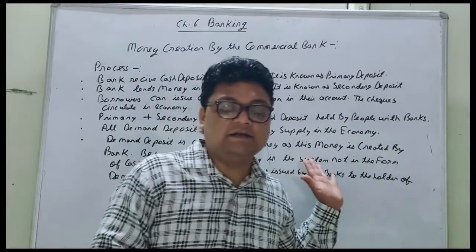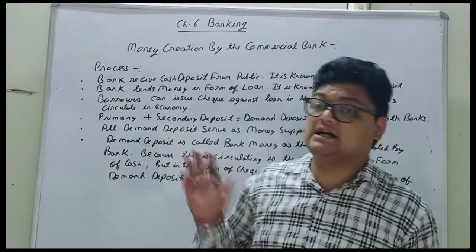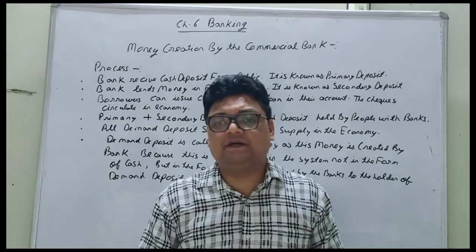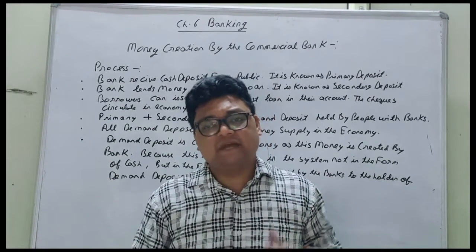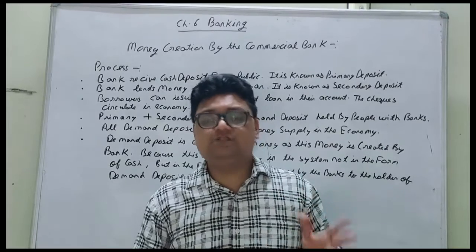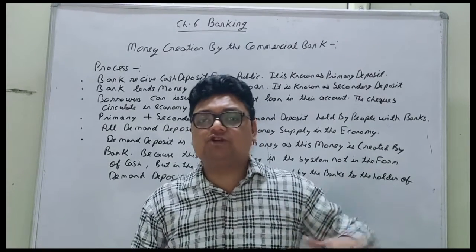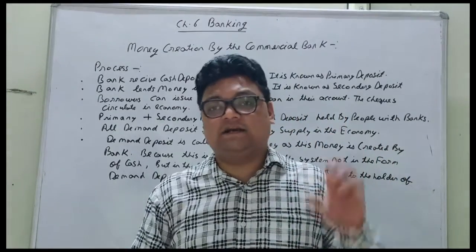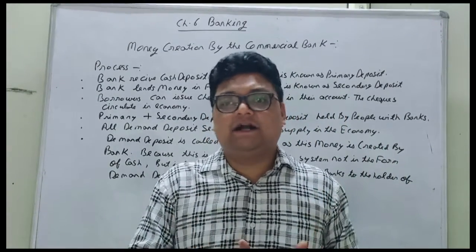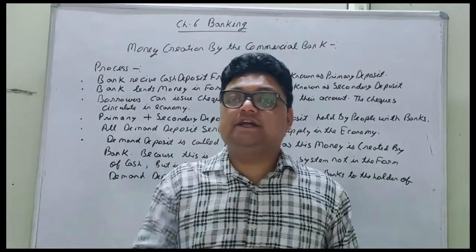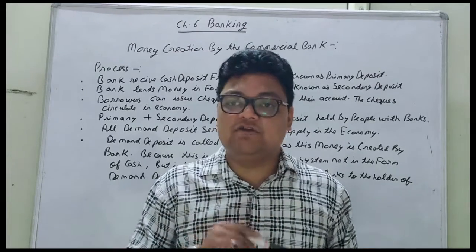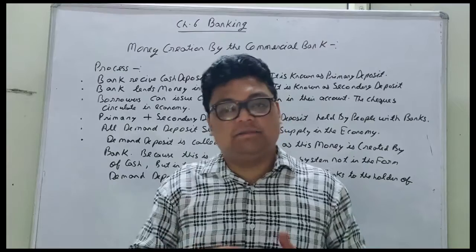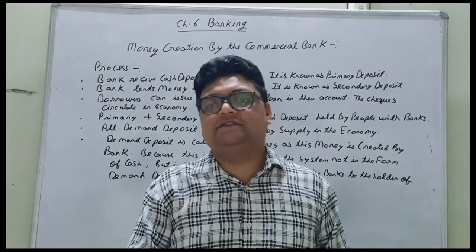So here is the criteria for creating money by the commercial bank. The two main conditions for the creation of money are, first, primary deposit and second, secondary deposit. If these two conditions are fulfilled by the bank, creation of money will happen, and afterwards the bank creates a demand deposit which they circulate in the whole economy as a supply of money. Through this only, money can be created by the commercial bank. Okay, so if there is any doubt, please ask.